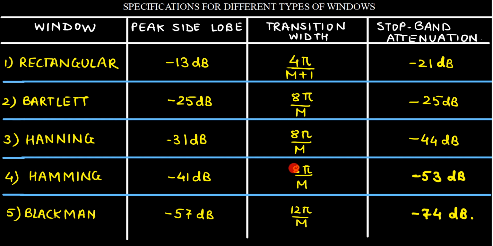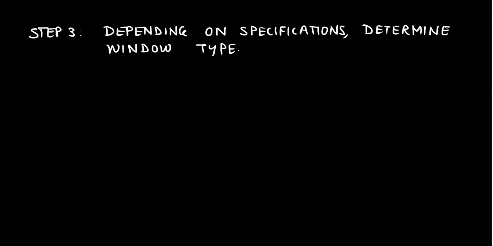But now if we look at the transition width, for Hamming it's 8 pi by M and for Blackman it's 12 pi by M. So we can very well see that the Hamming window has a lower transition width. So let's prefer the Hamming window for our design. So we are going to take the Hamming window depending on the specification of minimum stopband attenuation.